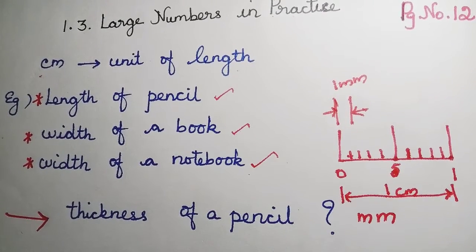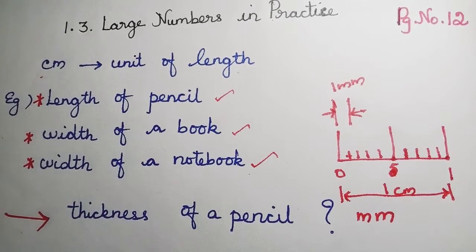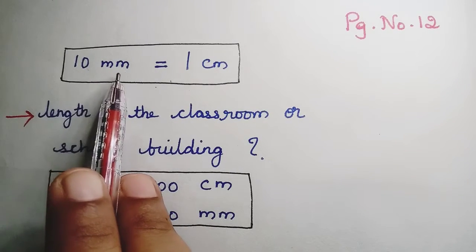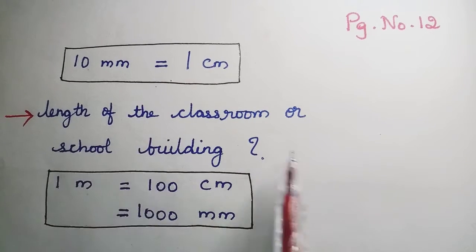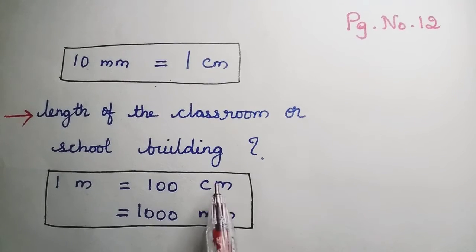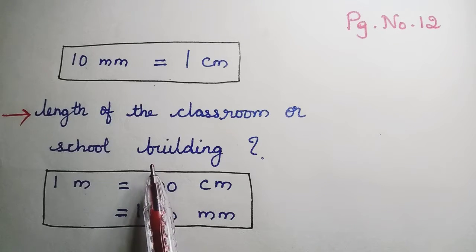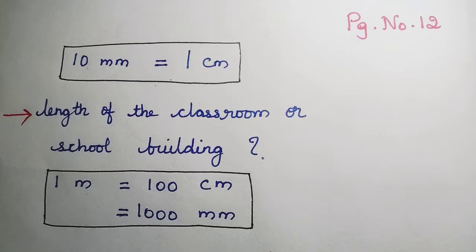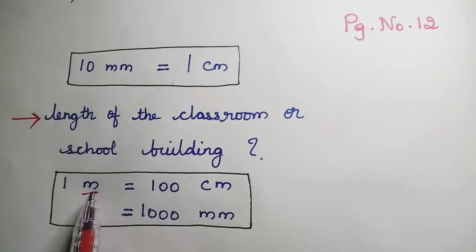So how will you measure the thickness of your pencil tip? Using the unit millimeter. This is what we have already learned, right? So 10 millimeters equal to 1 centimeter. Now how will you measure the length of your classroom or a school building? It is very long, right? The length of a classroom extends very long. In the similar way, your school building is also very big, right? So for calculating bigger distances, how will you use a millimeter or a centimeter? It's difficult, right?